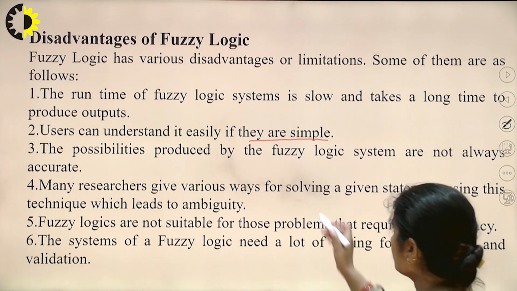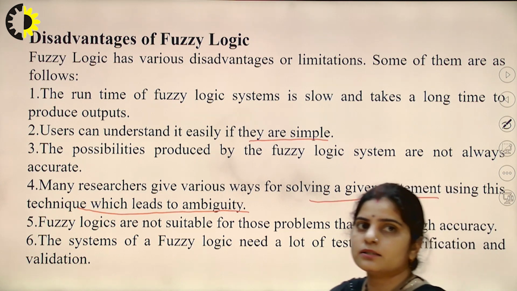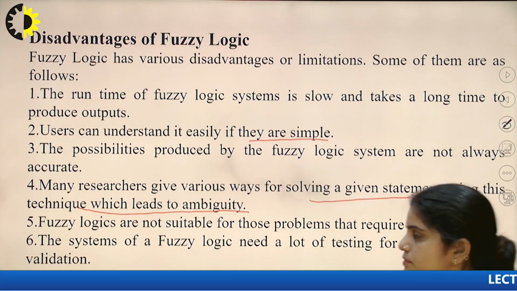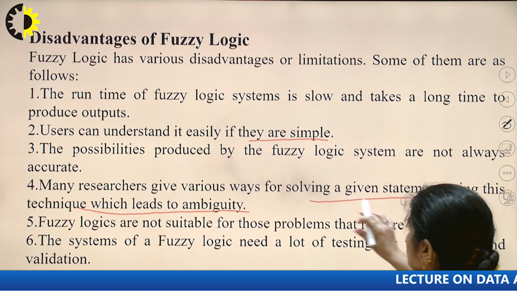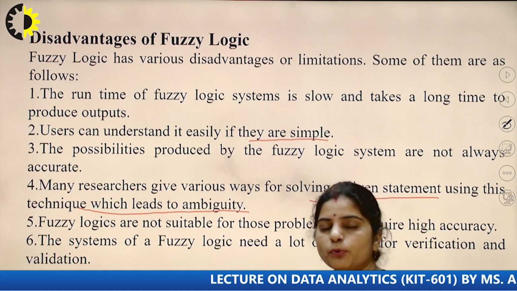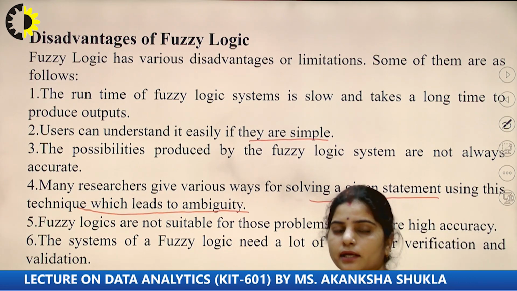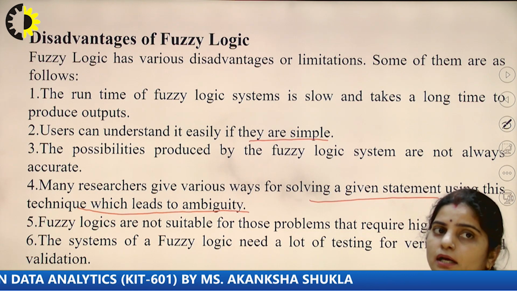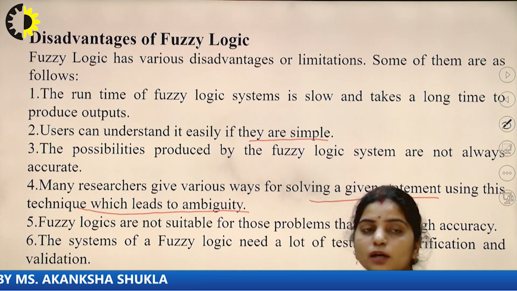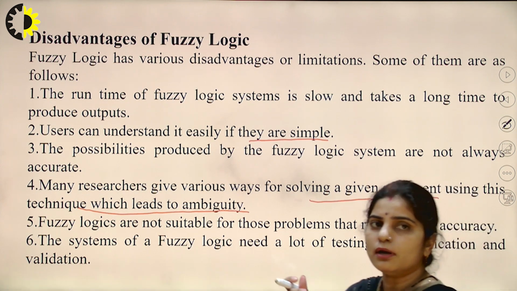Many researchers give various ways for solving a given statement using the techniques, which leads to ambiguity. It has been identified by many researchers that using fuzzy logic, it gives multiple solutions, but the solution for a given statement using this technique can lead to ambiguity. Means the data produced after the inference engine produces the output may contain ambiguous data. Means the things are not clear. The solution for a given problem in some cases may lead to ambiguity also.